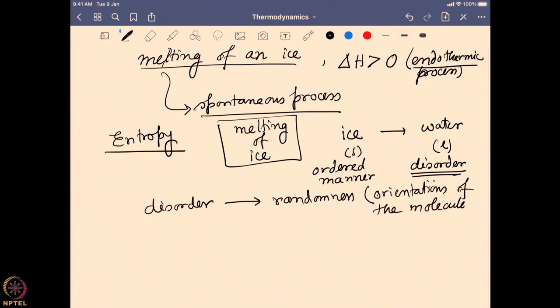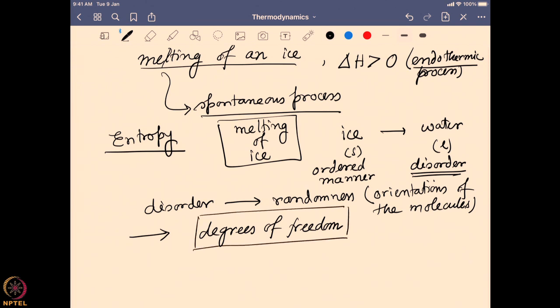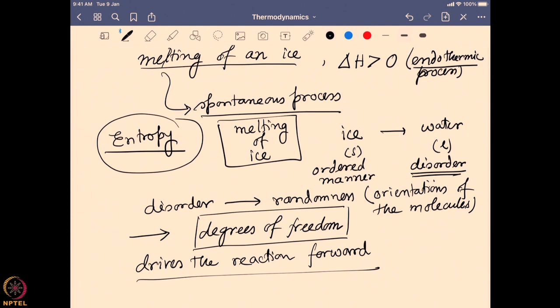Now, can the molecule orient in every different way possible? It does, but it still follows some particular feature that controls how many different ways the molecule can move around in a system, and that is known as degrees of freedom. And that depends on how many atoms are present in a molecule, what their overall symmetry is, and all these things come together and give you an idea of the degrees of freedom. So once we go from a solid to a liquid, the randomness, or degrees of freedom or movement, is increasing. And this increase in the disorder, this increase in the randomness, is the prime factor which drives the reaction forward. So that randomness factor, known as entropy, is the crucial factor here which makes sure that the melting of ice is a spontaneous process.